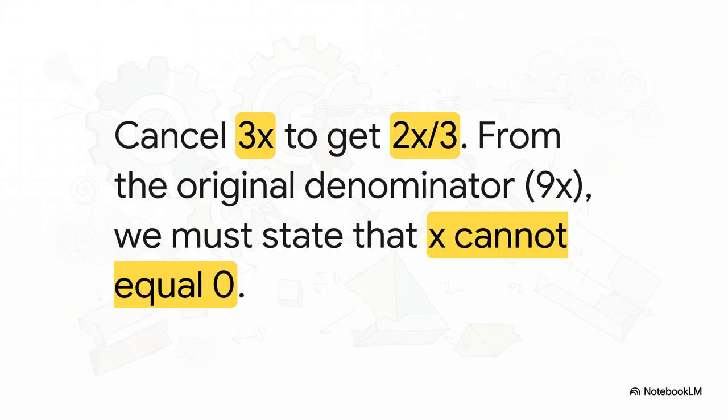But hang on, we're not done. Step 4, we have to look back at the original denominator, 9x. What value of x would make that 0? Well, 0 itself. So we have to add that little note, x cannot equal 0.